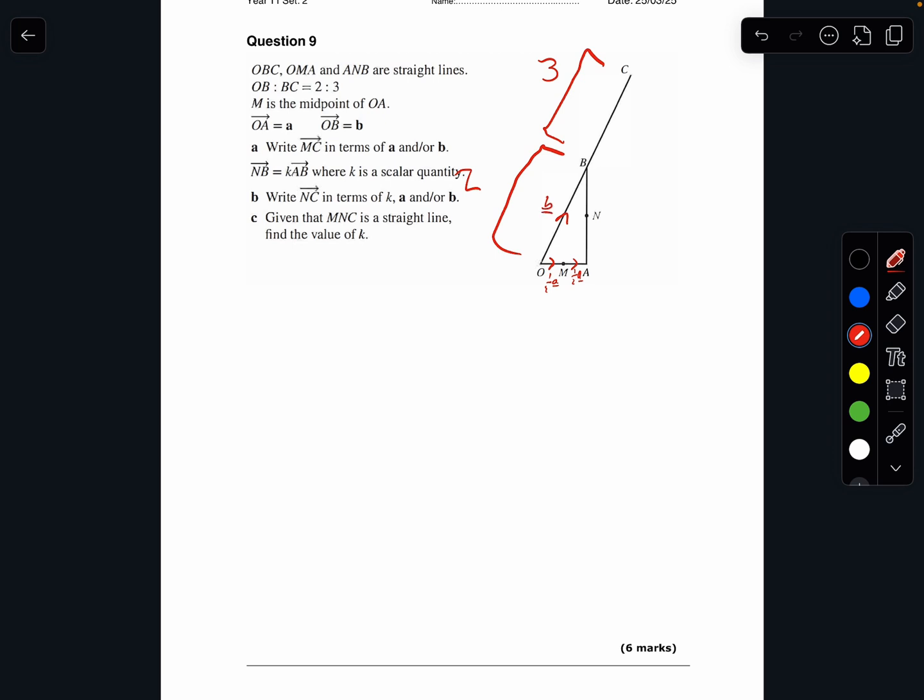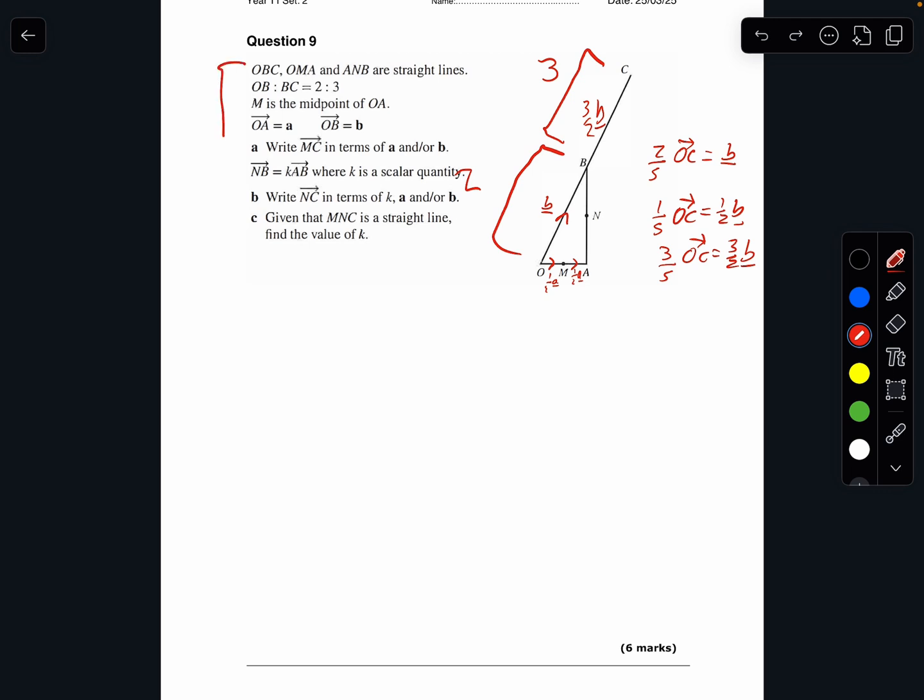So if I know that 2/5 of OC is B, then 1/5 of OC would be a half B. So 3/5 of OC is going to be 3/2B. That instantly tells me that this length here, B to C, is 3/2B. Or you could just think, what do I multiply 2 by to get 3? It's 1.5, so this is 1.5B. Now let's actually answer the question.